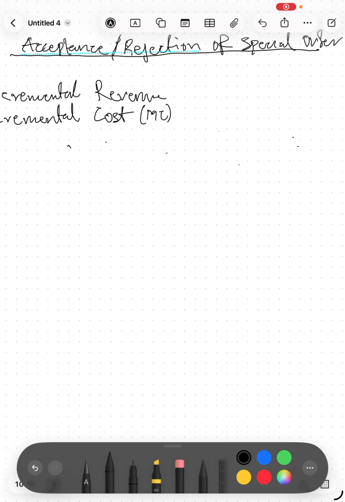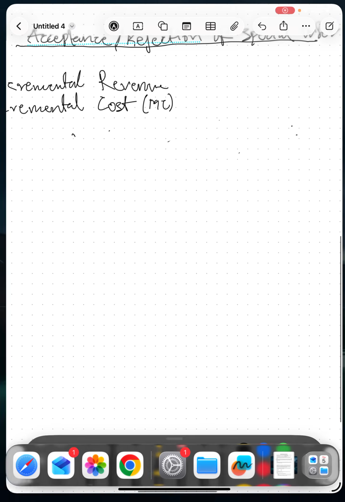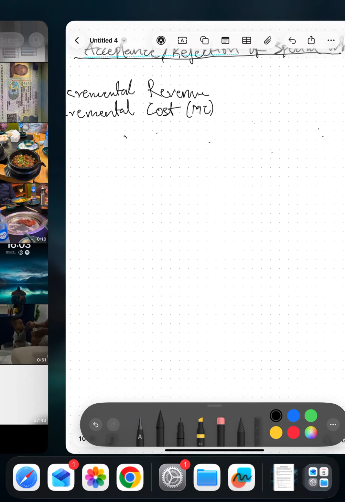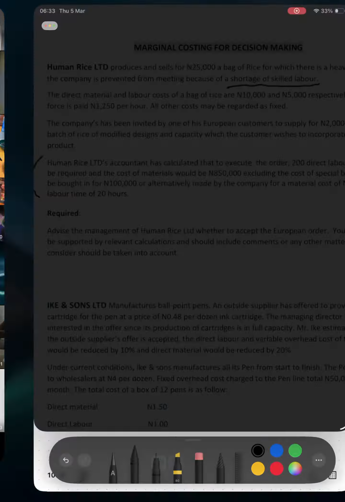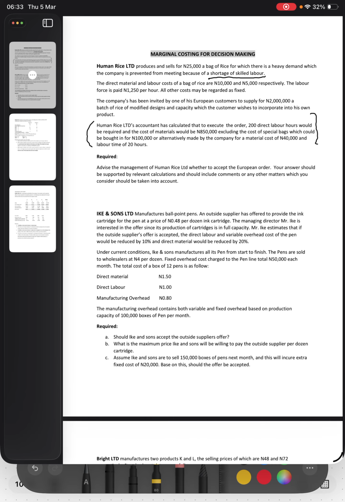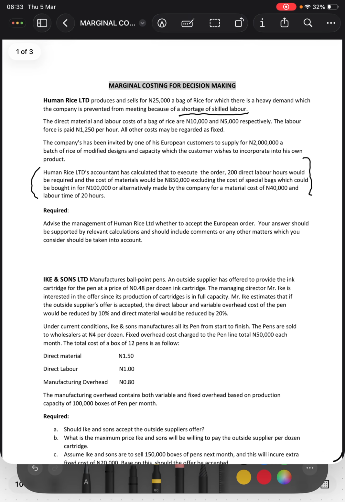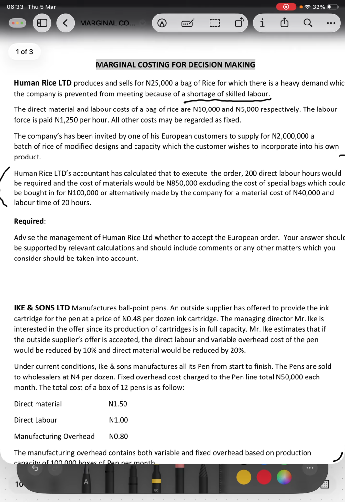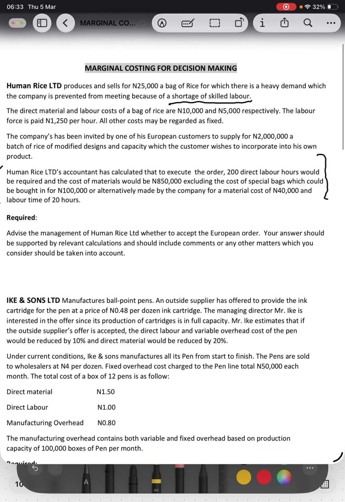So when we look at a question on this, look at the question we have before us. Look at the first one. It says Human Rights Limited. You can always screenshot it. Human Rights Limited produces and sells for 25,000 naira a bag of rice for which there is heavy demand, which the company is prevented from meeting because of shortage of skilled labor.